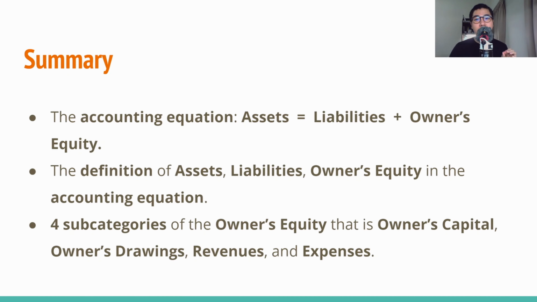Okay, so I'm going to wrap up everything that we have been following so far. First, the accounting equation: assets equal liability plus owner's equity, which means everything the company owns equals everything the company owes. The definitions of assets, liabilities, owner's equity, and the most important, the four subcategories of owner's equity. There are owner's capital, owner's drawing, revenues, and expense.